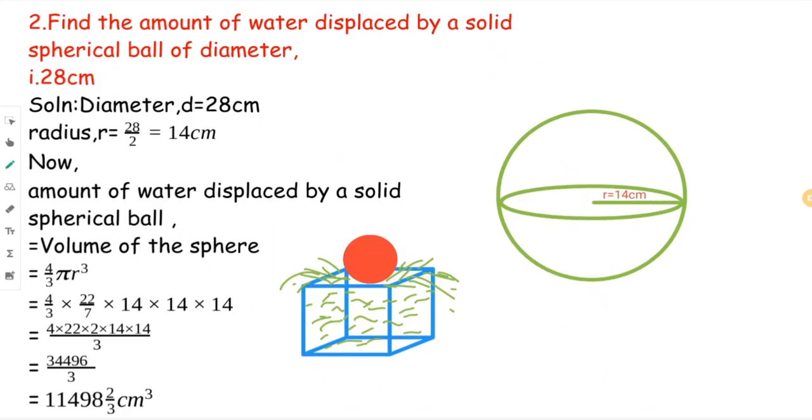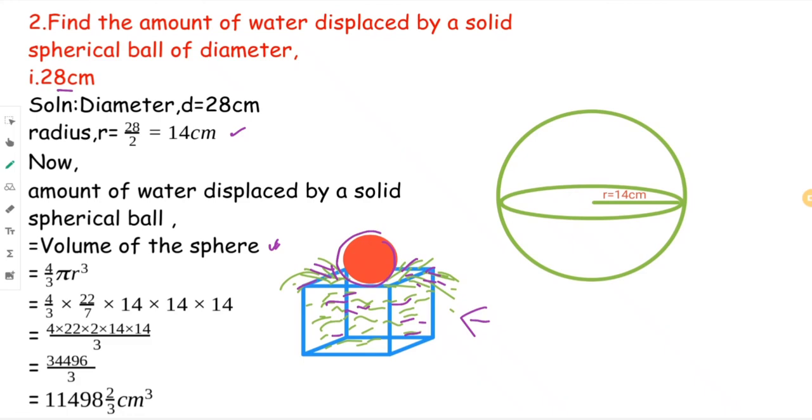Find the amount of water displaced by a solid spherical ball of diameter given. They've given us the diameter, right? Which means if I try to find the radius, it will be 14. Displaced, right? I'm just taking a container here as an example. Imagine that this container is filled with water. If I put this solid ball inside the container, will it displace water or not? It will displace a certain volume of water. So remember, the amount of water displaced by a solid equals the volume of the sphere. It has to be the same.